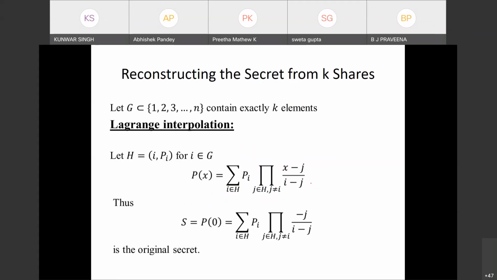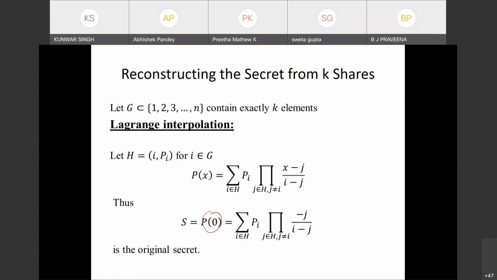Now, what I told you is that you don't need to solve for all the other variables, since we need only S. We are interested only in C. For that, there is a formula called Lagrange interpolation, so you can directly compute P0. P0 is the constant, that is the C, by this formula.